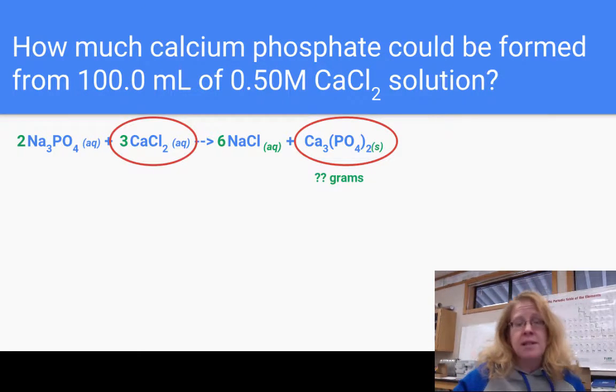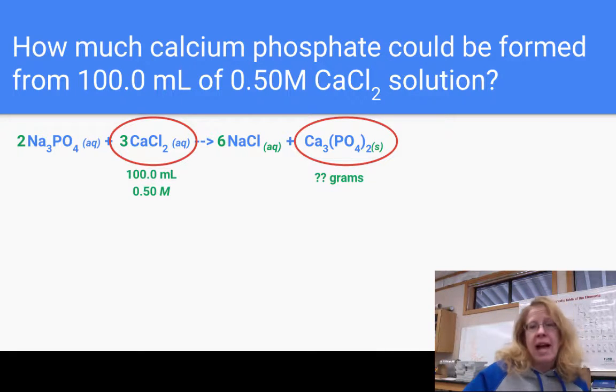And then the other thing that's discussed in the question is that calcium chloride solution, CaCl2. So there's that one. That's the other one I'm going to need to deal with. And there's the information that I have about that from the problem. I've got 100 milliliters of it, and it's 0.5 molar solution. So now at least it's easier to see.